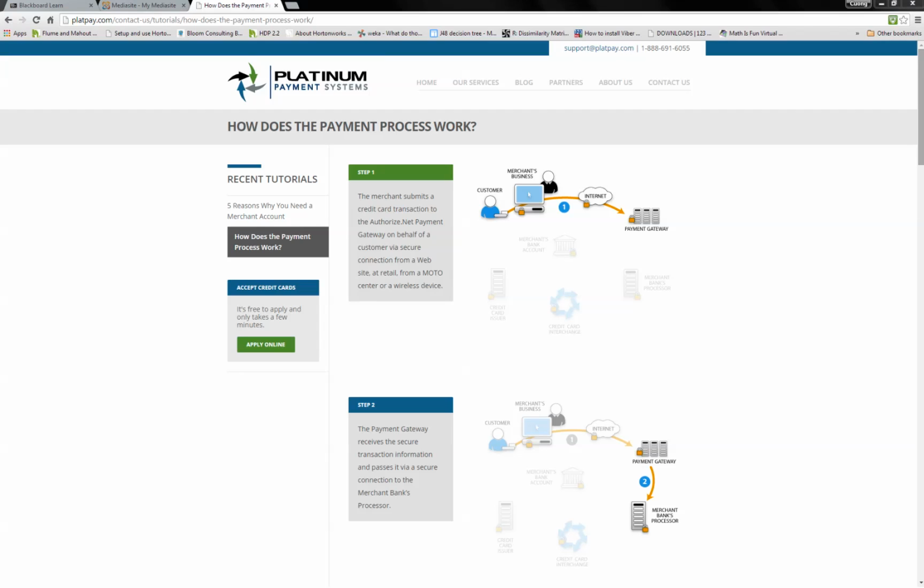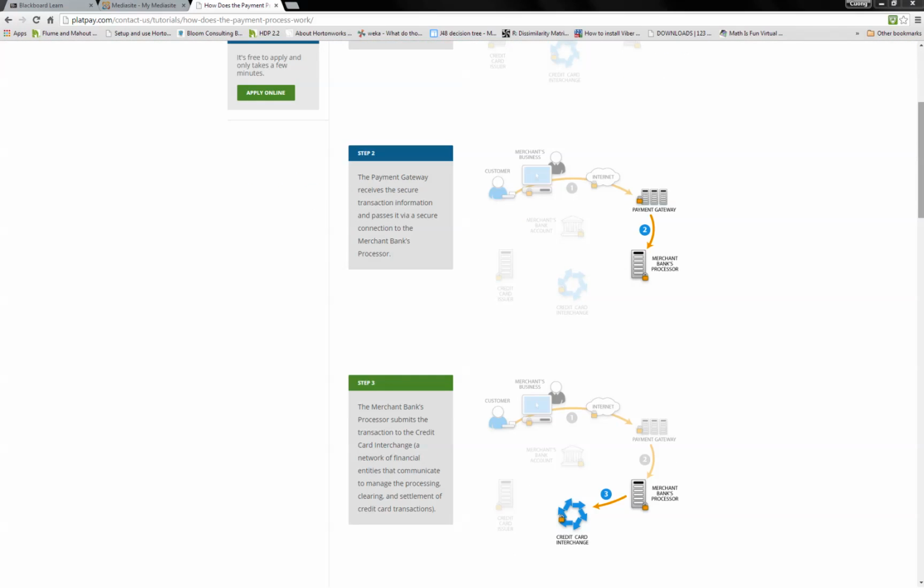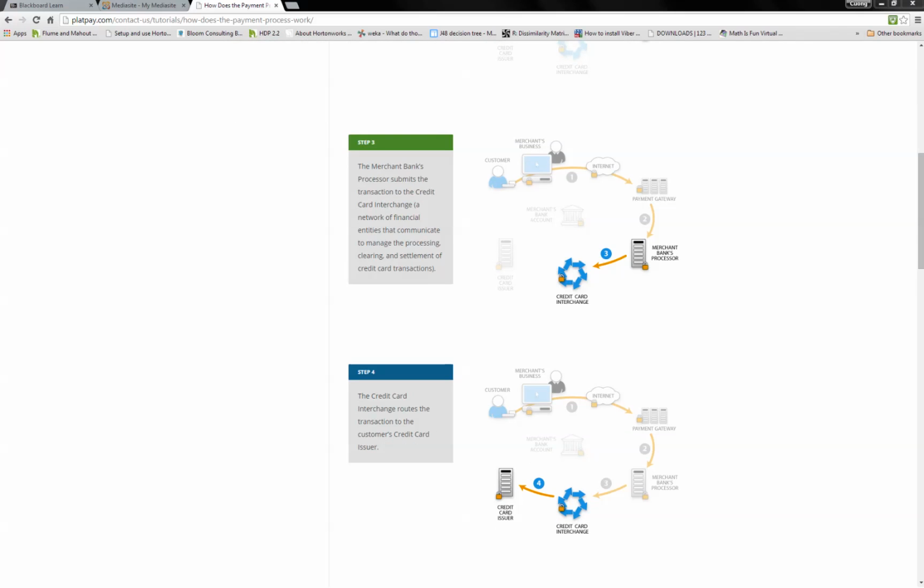In step 1, the merchant submits the credit card transactions to the Authorize.net payment gateway. The transaction can be at a retail store or a website. The payment gateway of Authorize.net now passes the transaction to the merchant bank's processor. The merchant bank's processor now submits the transaction to the credit card interchange, which is a network of financial entities that manage the processing, clearing, and settlement of transactions.